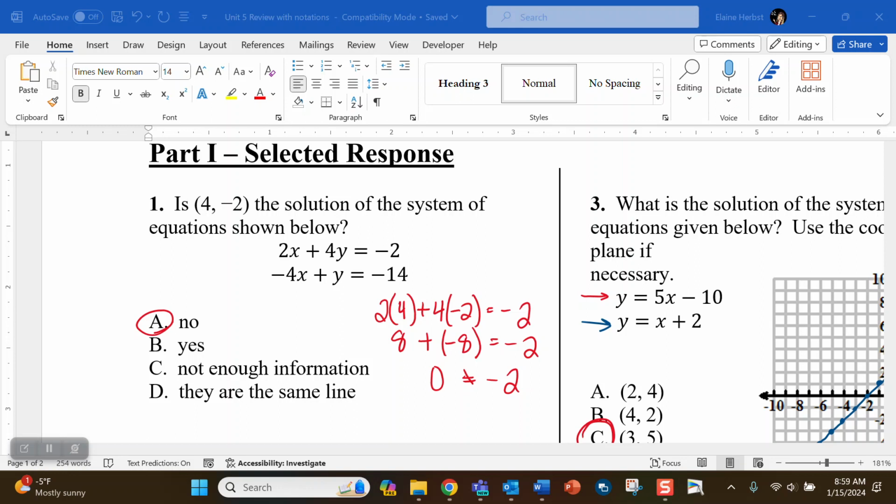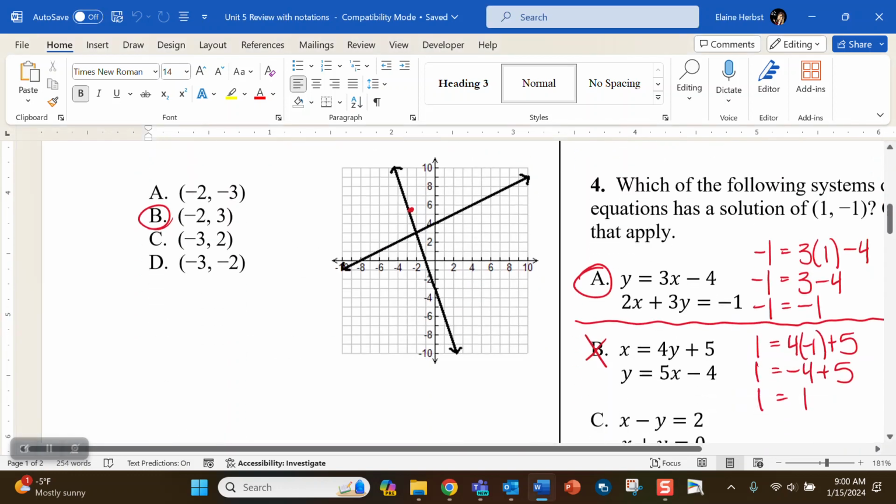So the first question asked if (4, -2) is the solution to the system of equations. Remember what you're going to do is plug 4 in for x and -2 in for y into each equation and then solve to see if you get a true statement. After plugging it into the first equation, I ended up with 8 plus -8, which is 0, and that does not equal -2. I don't even have to check the second equation, and I can just say no, it's not a solution to the system.